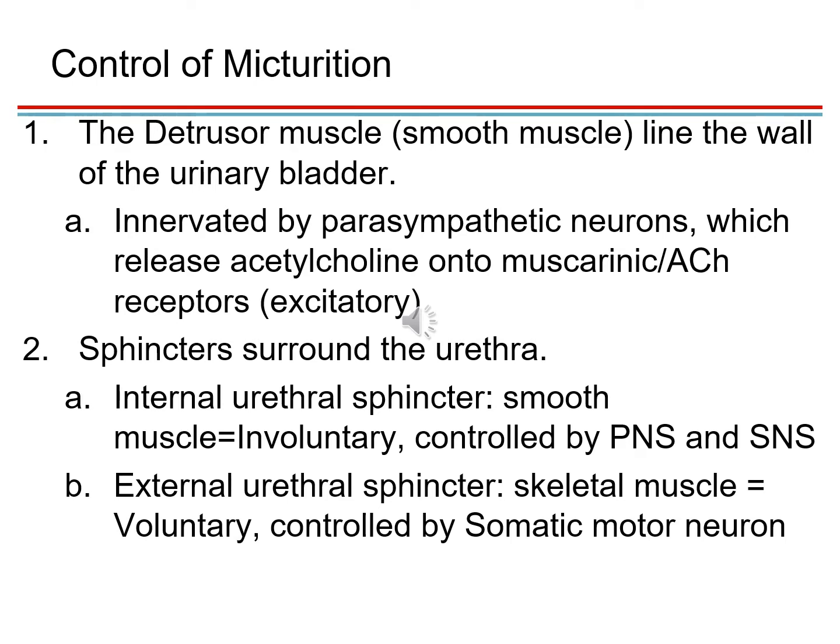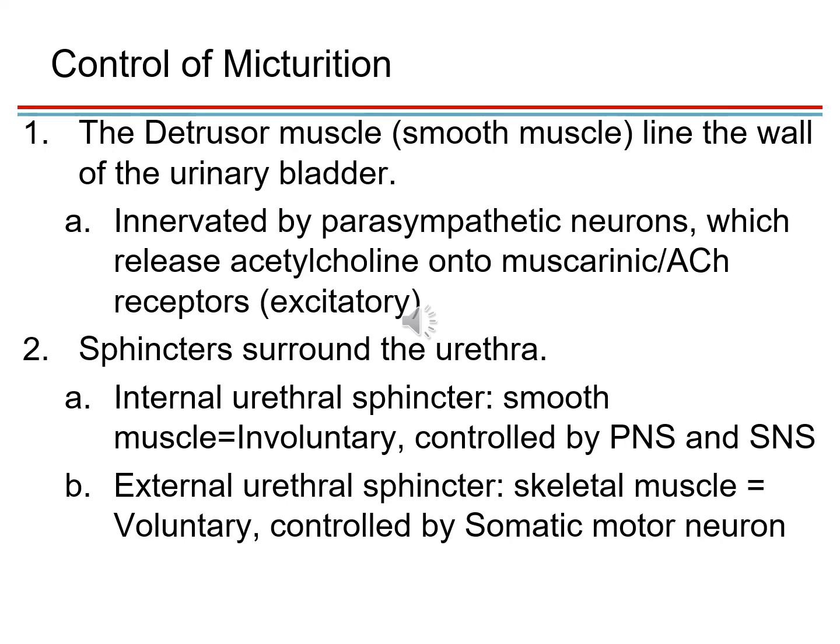is muscarinic. And in this specific system, the interaction between acetylcholine and the muscarinic receptor is excitatory. In other words, it produces a depolarization of the detrusor muscle cells. By depolarization, it produces a contraction, and by contraction, we can expel the urine into the urethra.